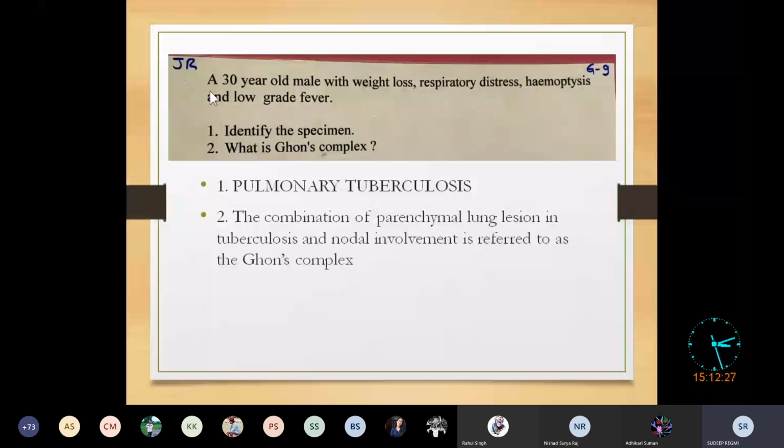So a question will be: a 30-year-old male with history of weight loss, respiratory distress, hemoptysis, and low-grade fever, along with the specimen. And what is the specimen? Pulmonary tuberculosis. And what is Ghon's complex? Now you have to know what is Ghon's complex. So what is Ghon's complex?